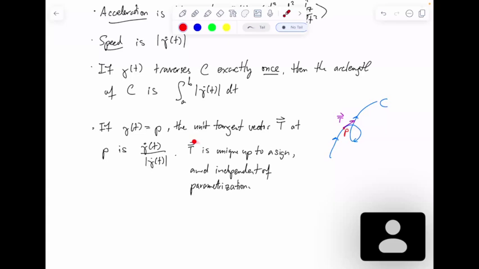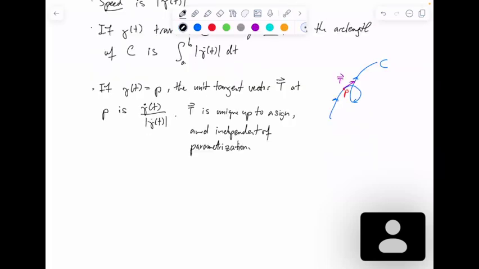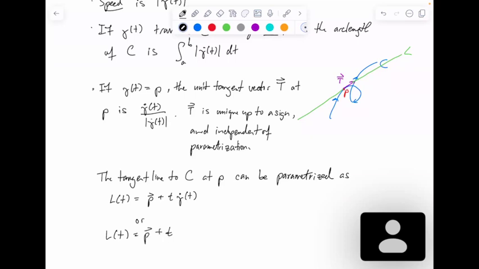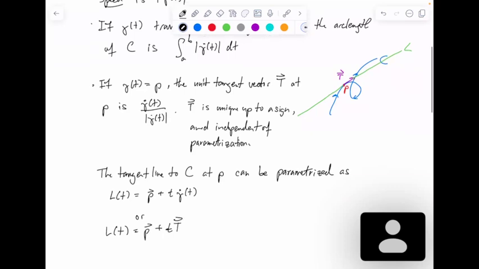The unit tangent vector, when you calculate it using this formula here, is always going to get you the direction of travel. So there's one of two directions it could be, but up to a sign it's uniquely determined. And now that you have a velocity, or even a tangent vector if you want, you could have the tangent line to the curve. So the tangent line to C at P can be parameterized by the coordinates of P plus t times your velocity vector, or it could also be P plus t times your unit tangent vector at the point.